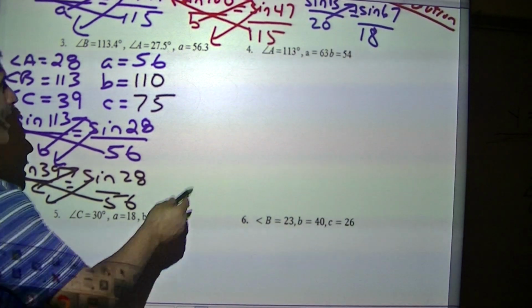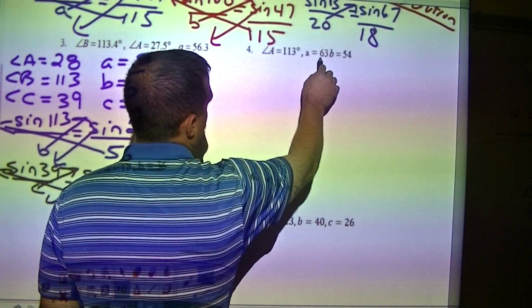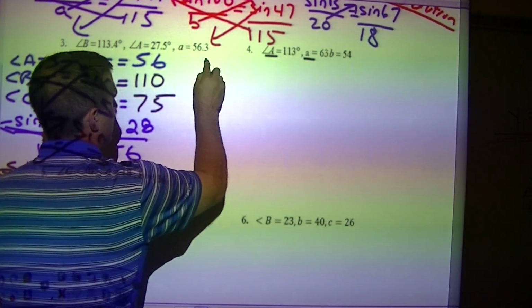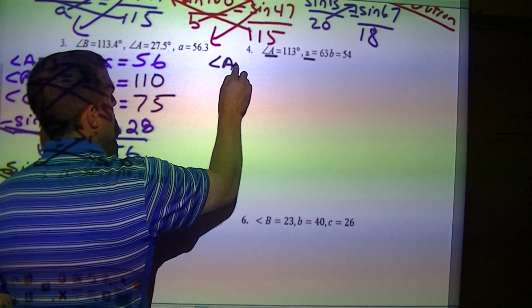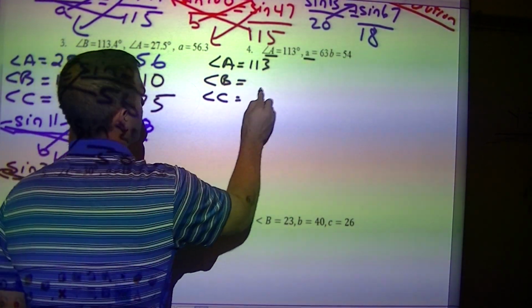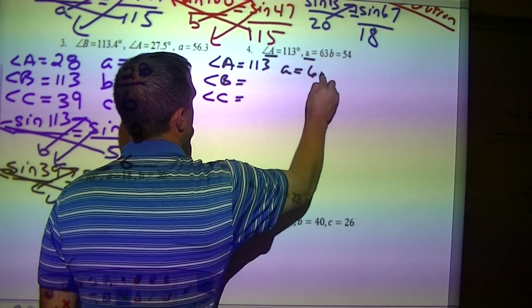Now, this one is law of sines special case. The reason being, I've got an angle and two sides and I have a match here. So I got angle A, which is 113. Angle B, I don't know yet. Angle C, I don't know yet. I know little b, which is 63.